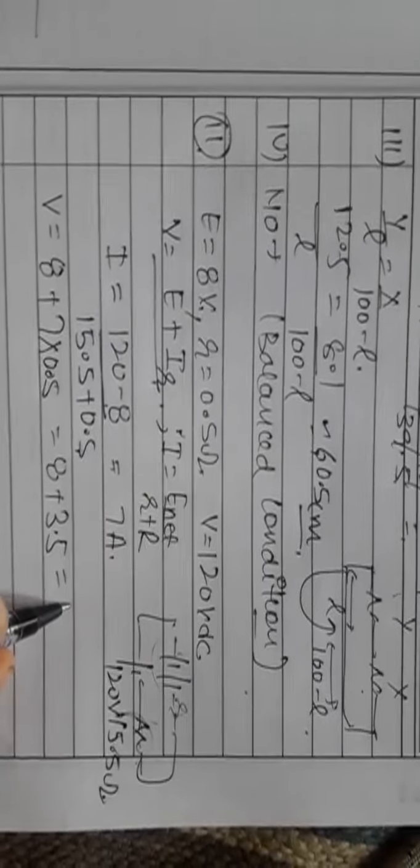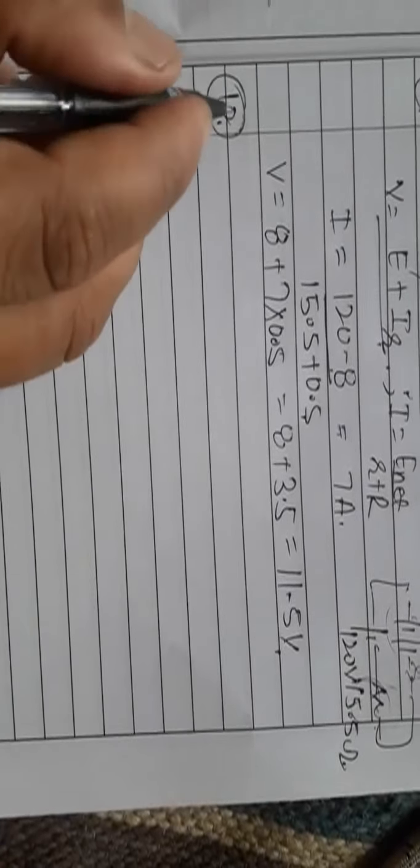So 8 into 1.5 plus 3.5, so it comes out to 11.5 volt.